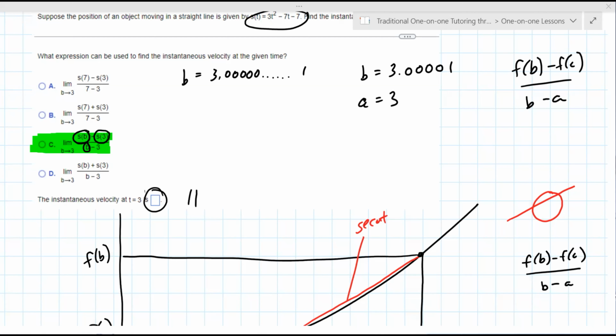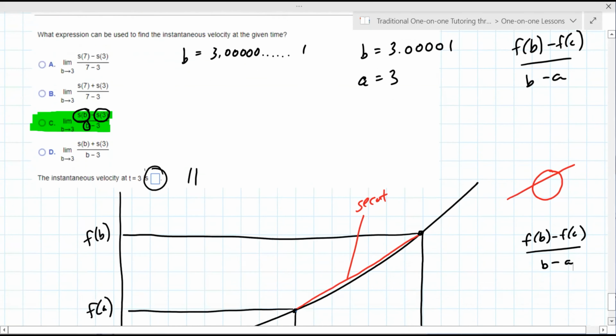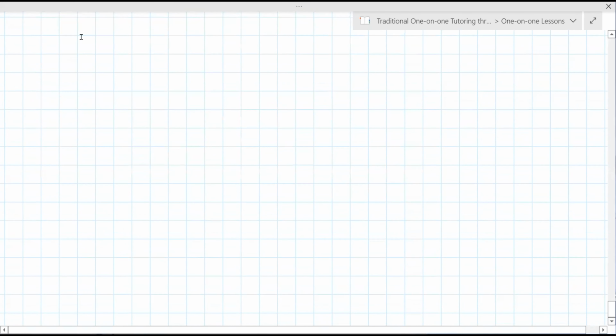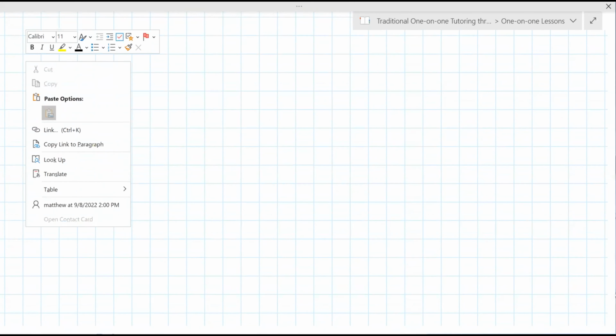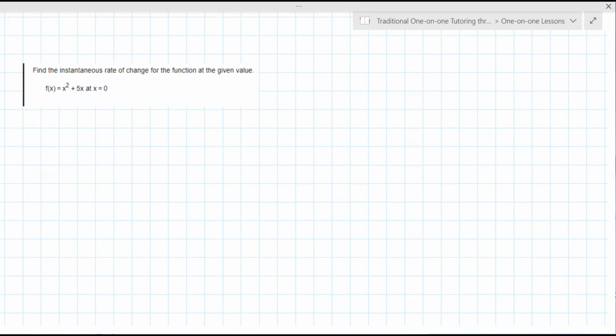The next question is to find the instantaneous rate of change. So we're moving into derivatives. We're out of limits and we're moving into derivatives. Let me just make sure you're seeing my screen here. So find the instantaneous rate of change of the function at the given point. Here's our first derivative rule. We're going to have a bunch of these that are part of this course.